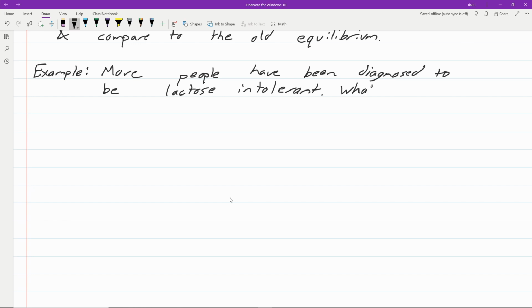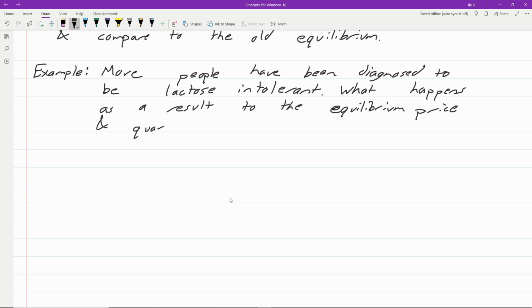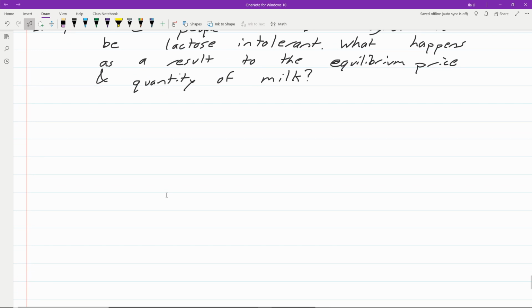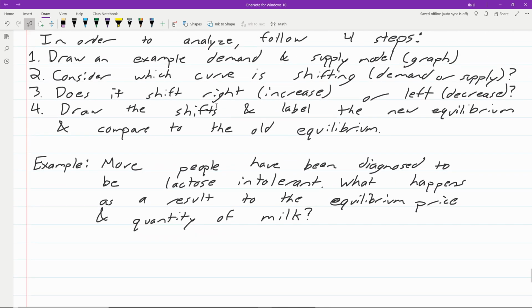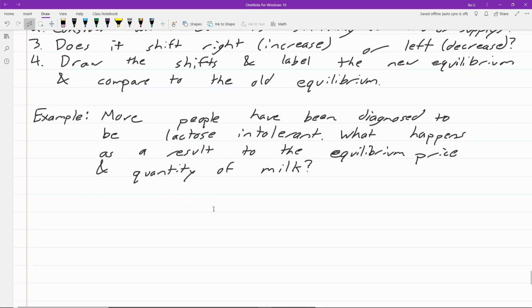Then our question is, what happens as a result to the equilibrium price and quantity of milk? Now, let's just analyze this by following along with these steps here.